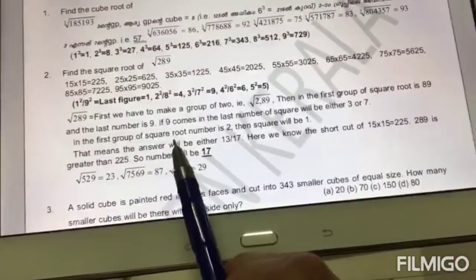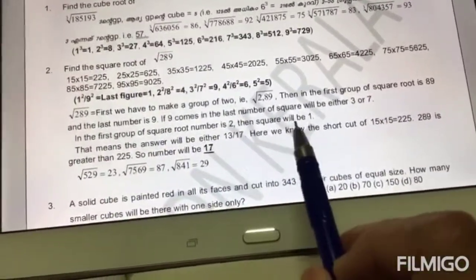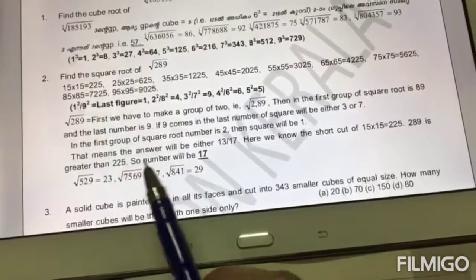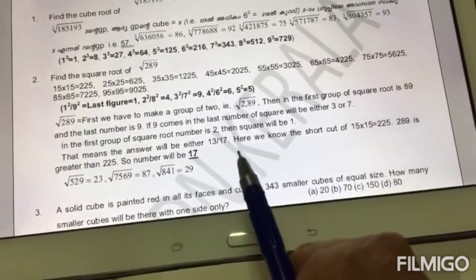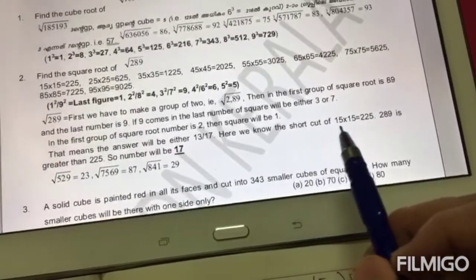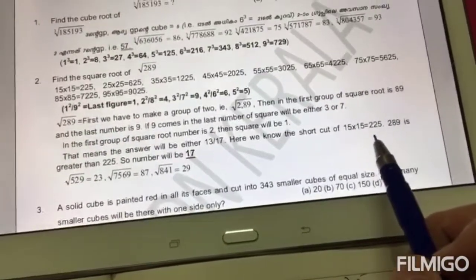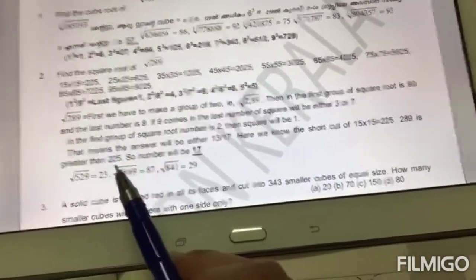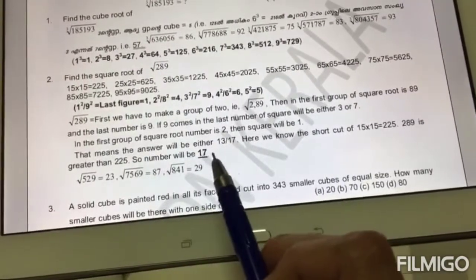In the first group of square root, the number is 2, the square will be 1. This means that the answer will either be 13 or 7. Here we know the shortcut of 15 into 15 is 225. 289 is greater than 225. So the number will be 17.